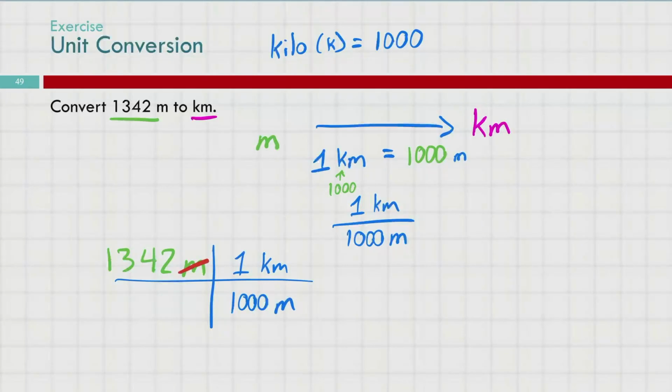We've got meters on top, meters on the bottom. Those will cancel out. No more meters, just kilometers. So kilometers comes through. Perfect. That's the units we wanted. And then dividing by 1,000, this turns into 1.342 kilometers. Questions?